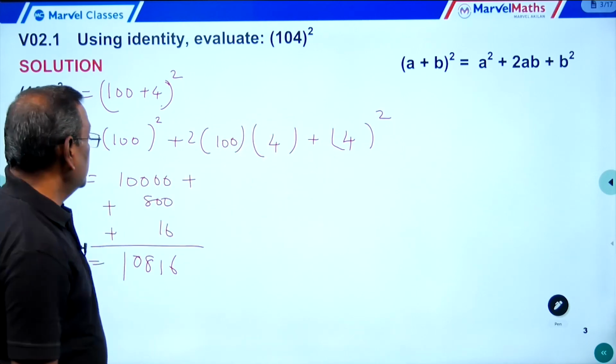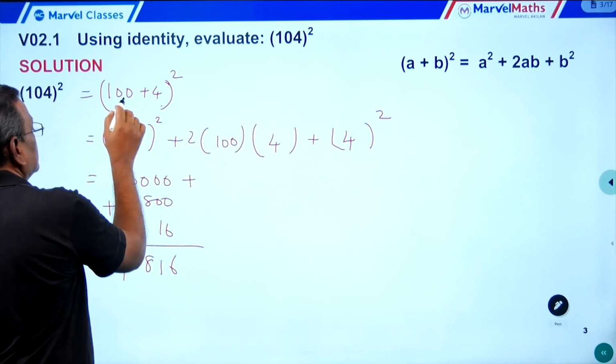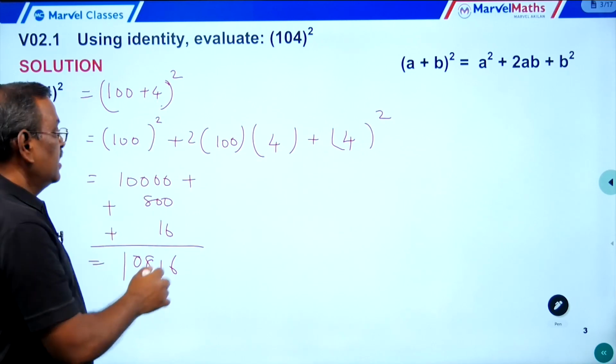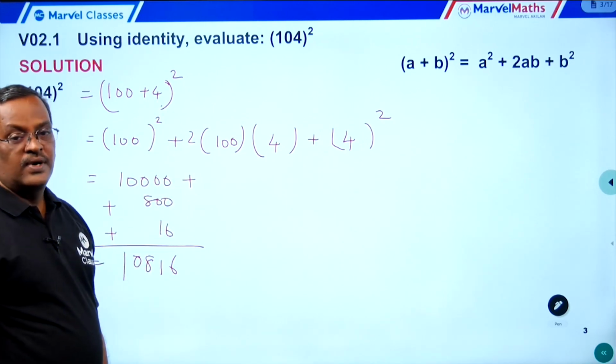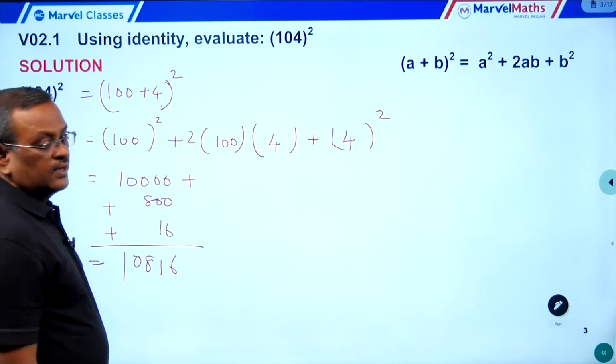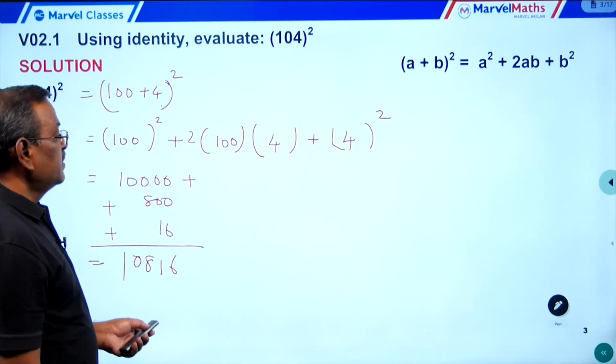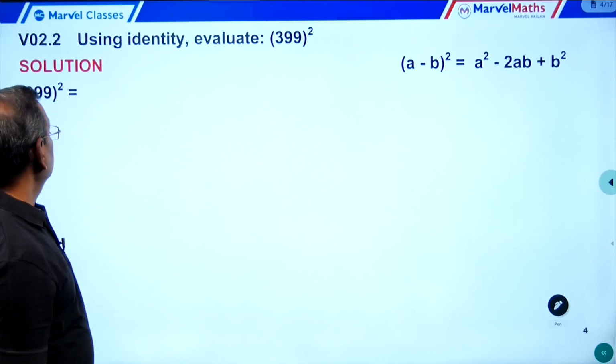A simple example for application of square of binomial with the middle sign plus, that is using the identity (a plus b) whole square. So rewrite this 104 as 100 plus 4 the whole square, write the empty bracket, substitute the values of a and b, and then evaluate. Okay, this is an example based on the first identity.